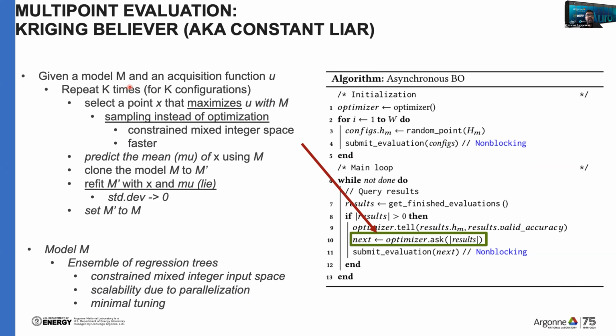So given a model M and the acquisition function U, to generate k configurations, the following steps are repeated k times. So first we select a point X that maximizes U with respect to M, right? So that's with respect to the acquisition function. The first configuration is usual, business as usual, using the acquisition function, right?